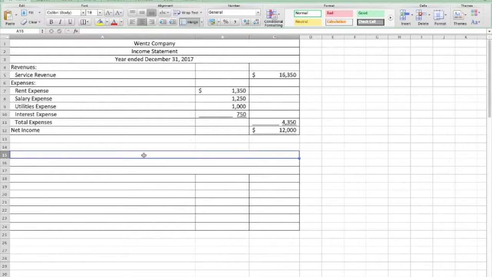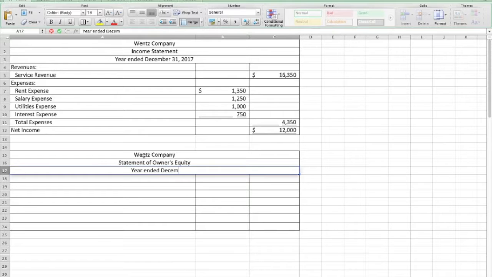The statement of owner's equity, just like the income statement, always begins with our three-line heading: who, which is Whence company, what, which this time is the statement of owner's equity, and then when, and for this one that will be the year ended December 31st, 2017, one more time.